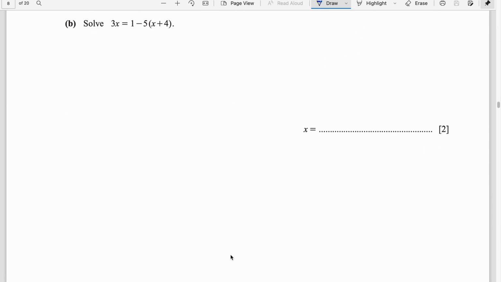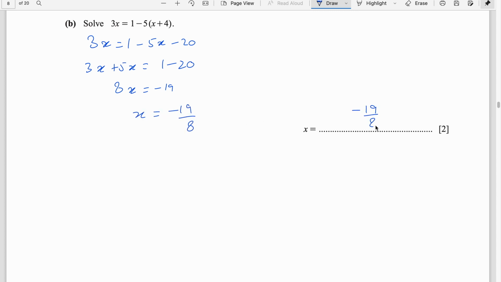B part. Solve the equation. So 3x is equal to 1 minus 5x minus 20. Taking 5x on the other side, it is equal to 1 minus 20. 5 and 3 is 8x, which is equal to minus 19. x is equal to minus 19 by 8.